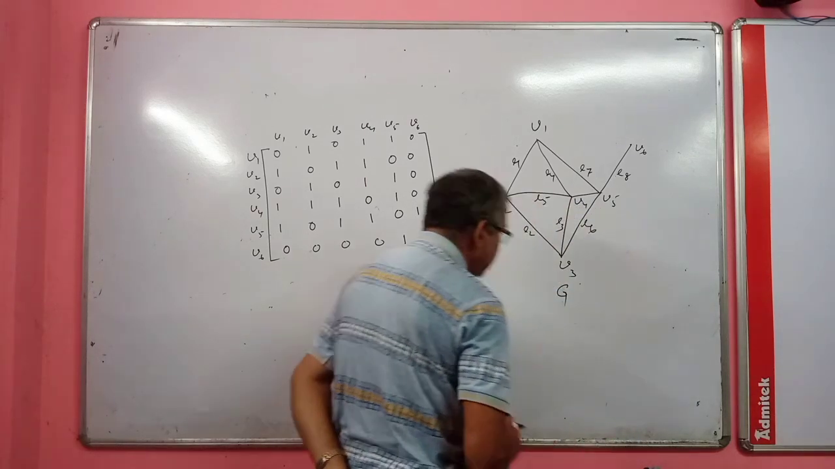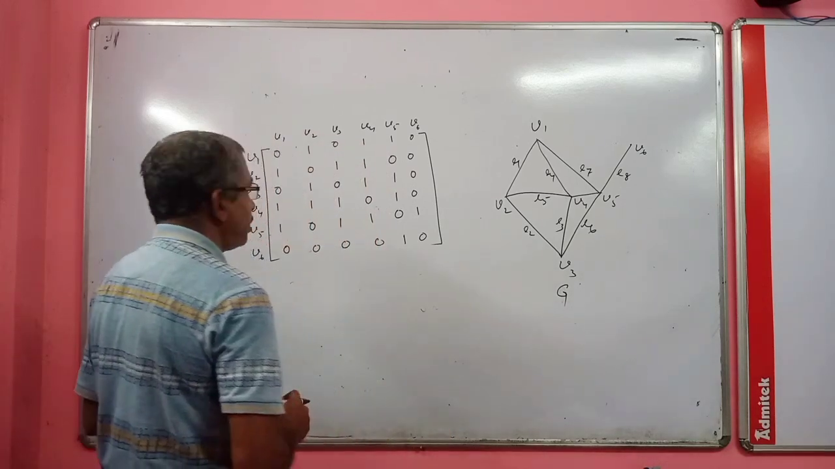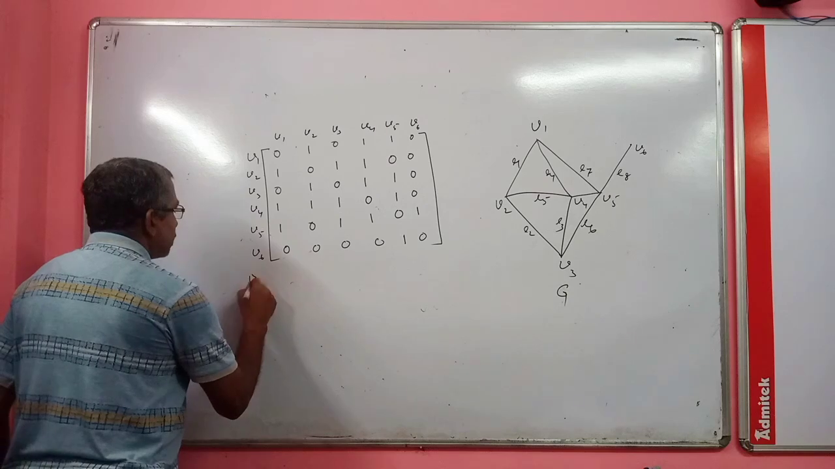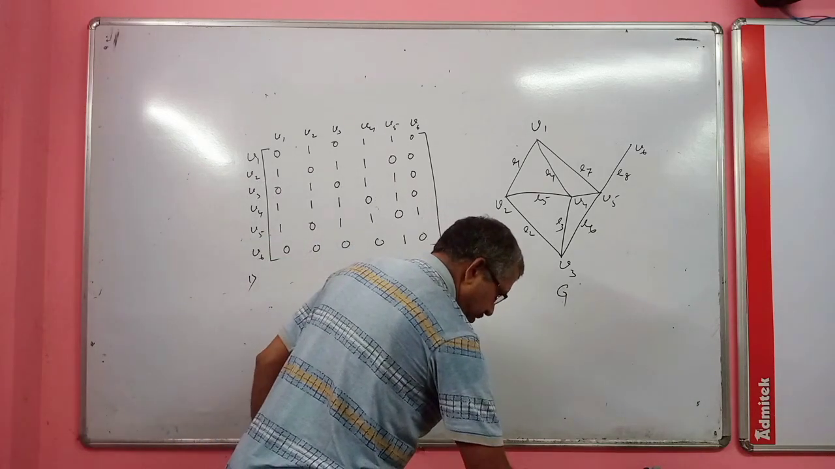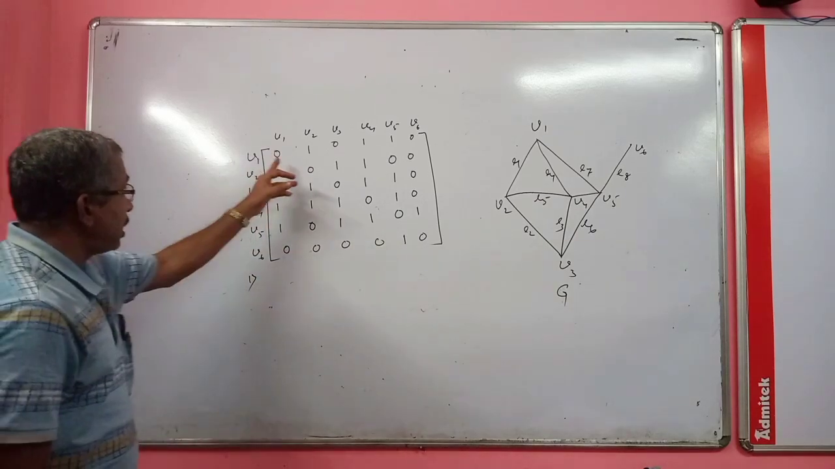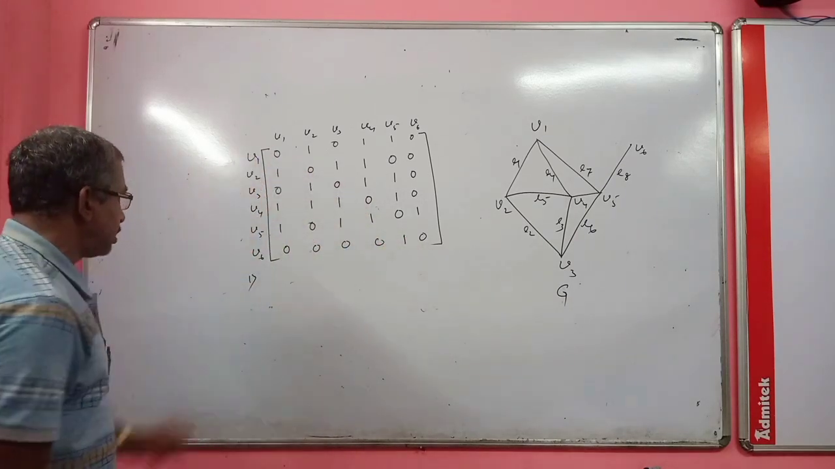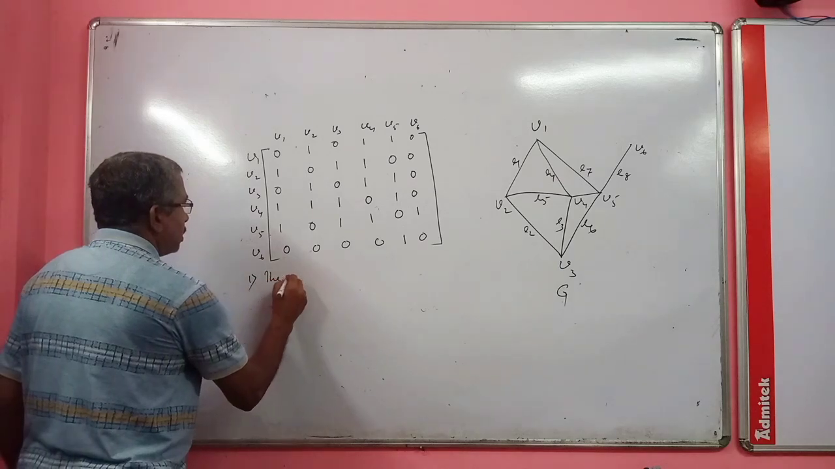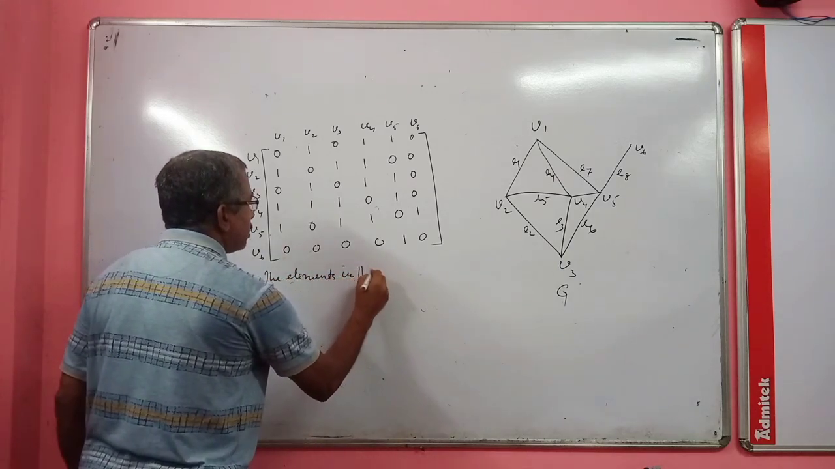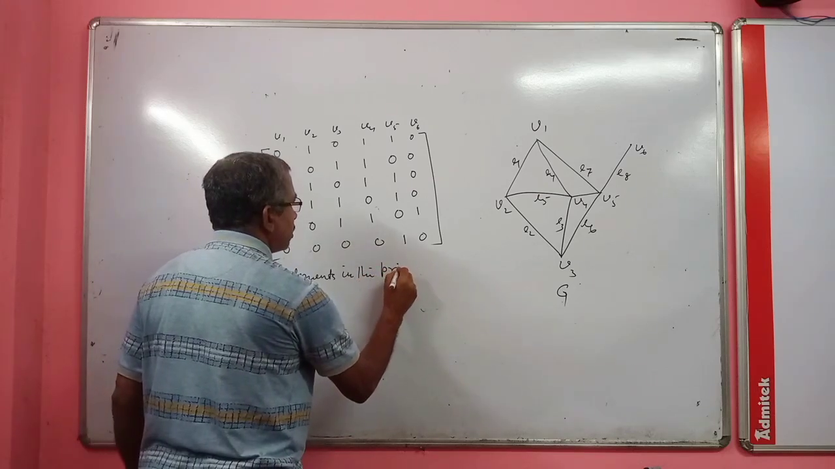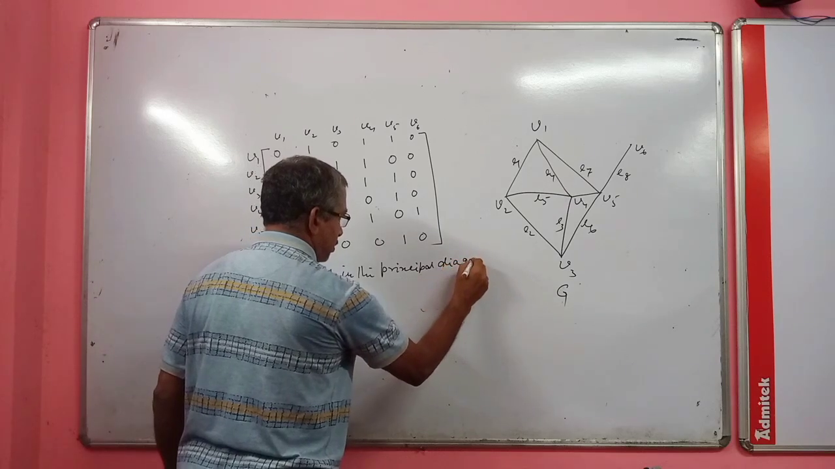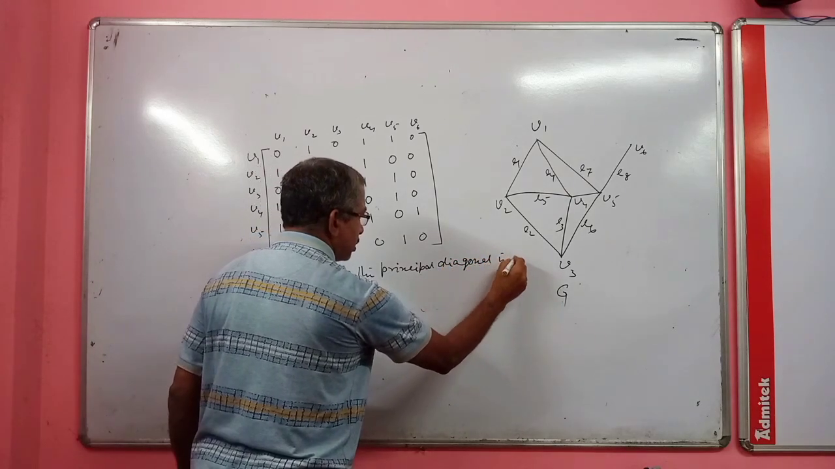Now some criteria of this matrix. The following observations we can find for an adjacency matrix. Number one, the elements in the principal diagonal. Look, the elements in the principal diagonal are 0.